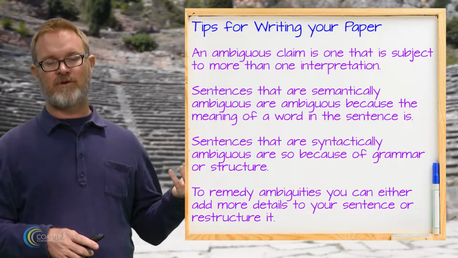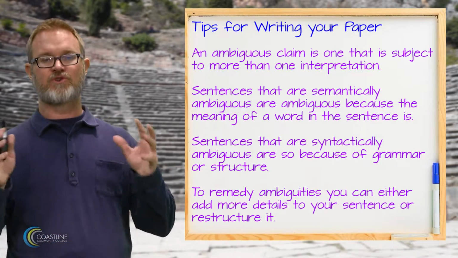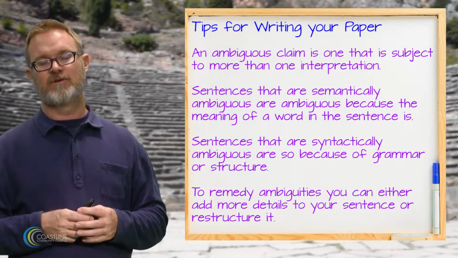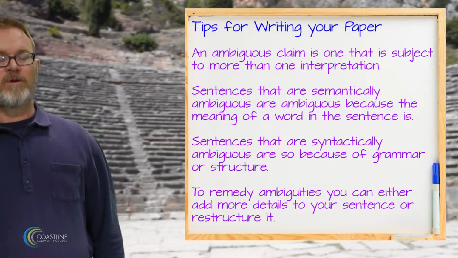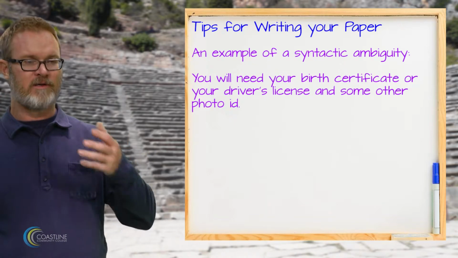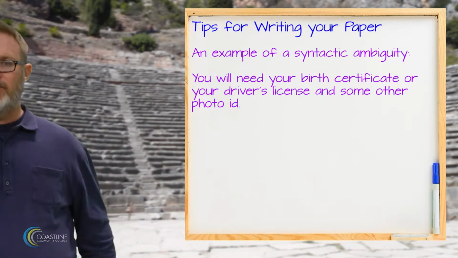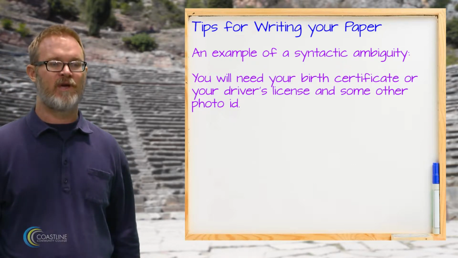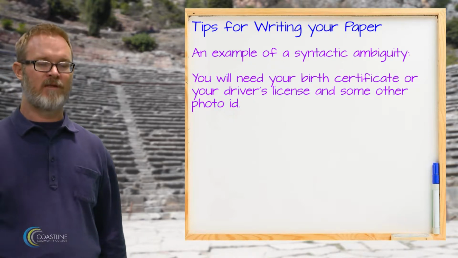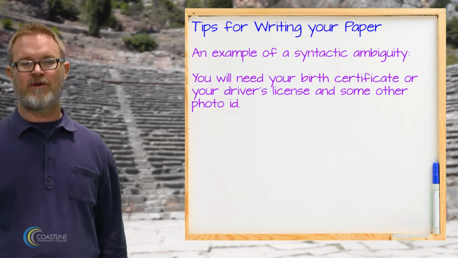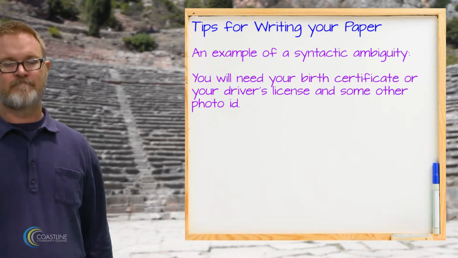The last type of ambiguity is a syntactic one. And syntactic ambiguities are a result of the structure of our language, right? That's called syntax. So an example here is, imagine that you're at the DMV or something like that, where they're asking for identification, or the Social Security office or something, and you see the sign that says you will need your birth certificate or your driver's license and some other photo ID, right?